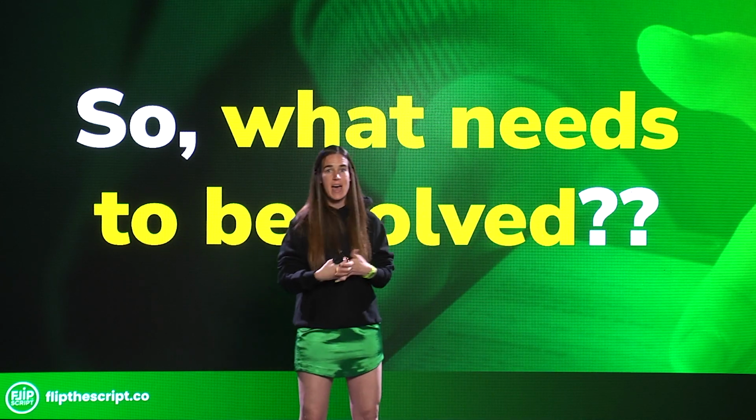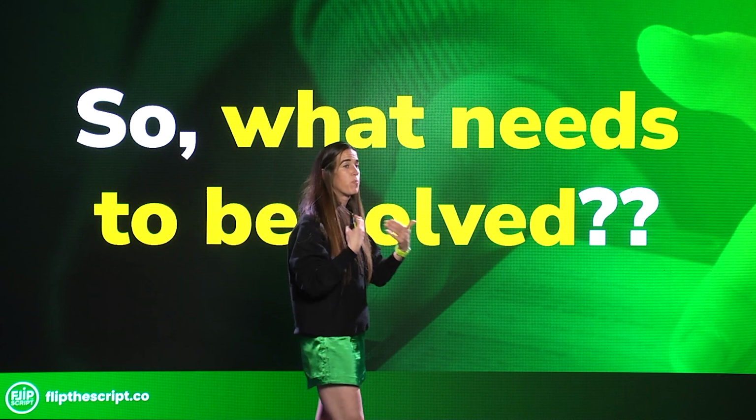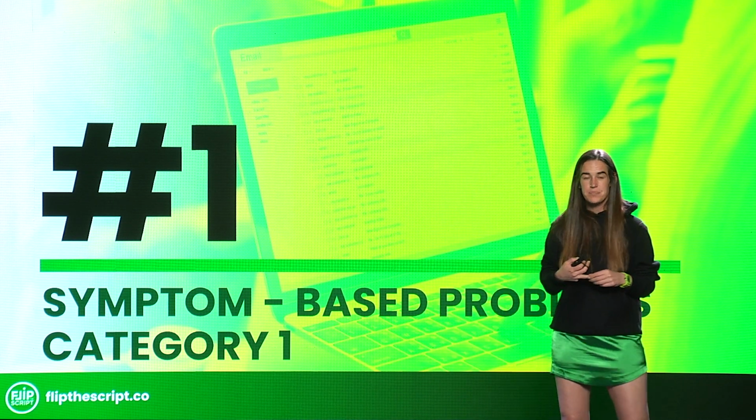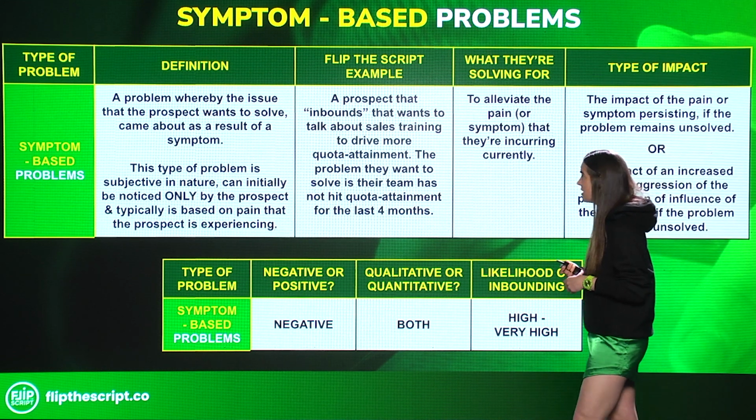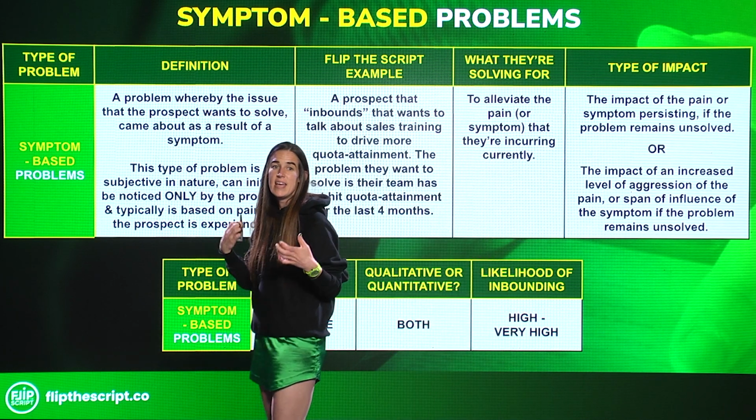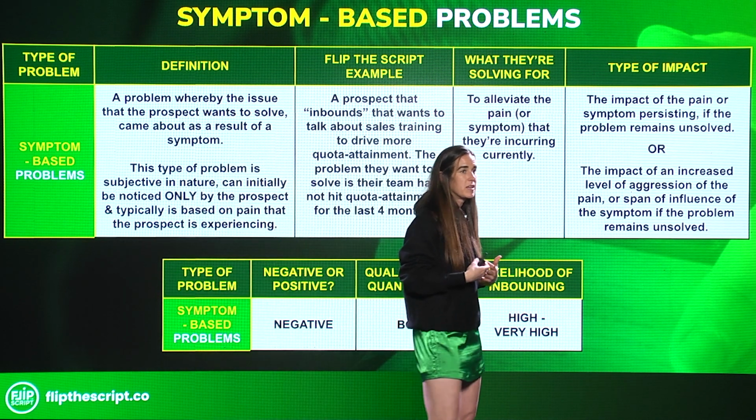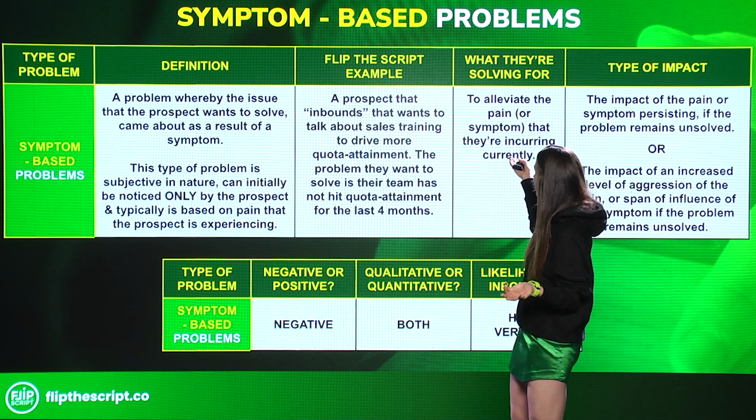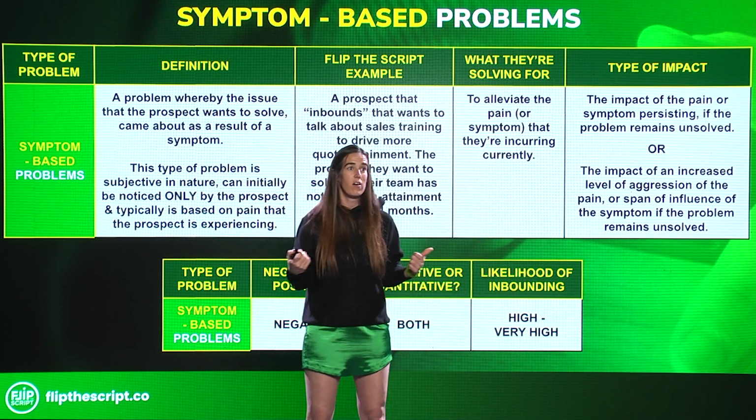The first question I'm asking is, what needs to be solved to identify what type of problem this is? The first type of problem is a symptom-based problem. It's pretty straightforward, and I put a flip the script example in here. It's a problem whereby the issue the prospect wants to solve is a symptom, meaning it's subjective, it's something that's happened to them, and typically it's based on pain. So they came to you because they haven't hit quota, for instance. A prospect inbounds, and they want to drive more quota attainment because they haven't hit their quota over the last 3 months.